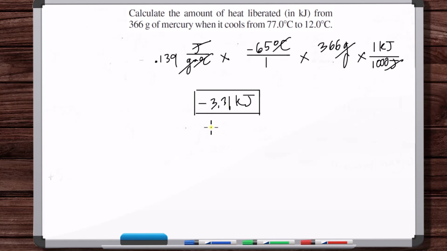Technically, if you're just saying, based on the first law, what is Q? When you say heat liberated, you're implying the negative is already in there. But if you're giving a technical answer based on the first law, then you put negative to say that the heat was released.